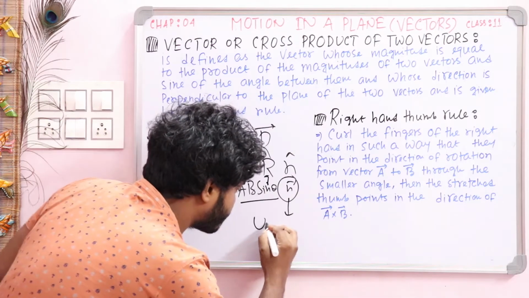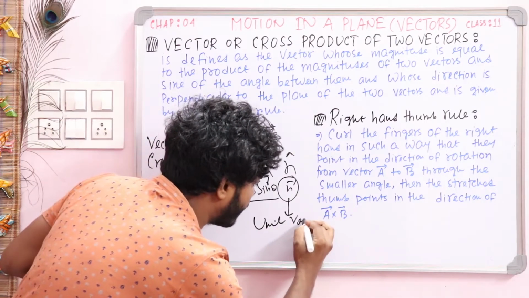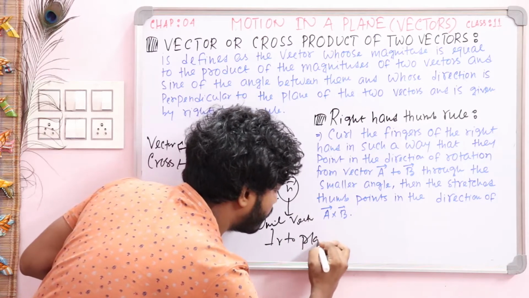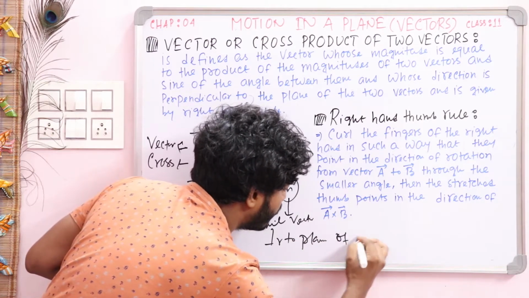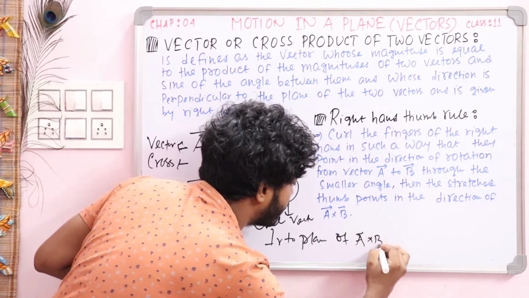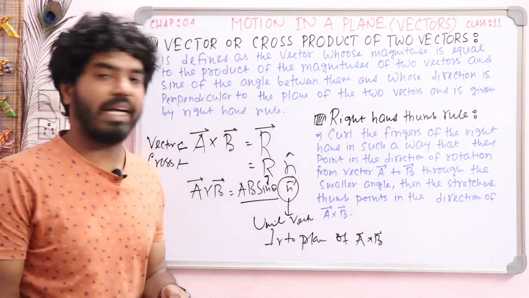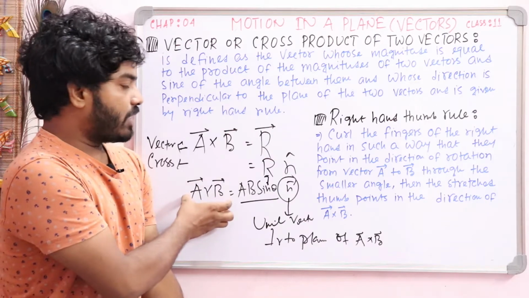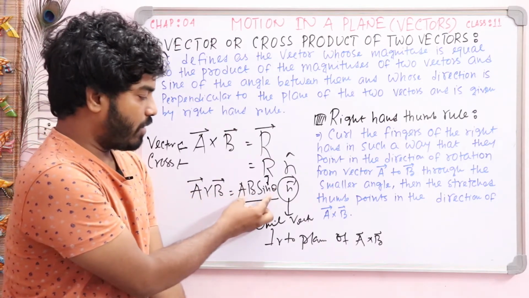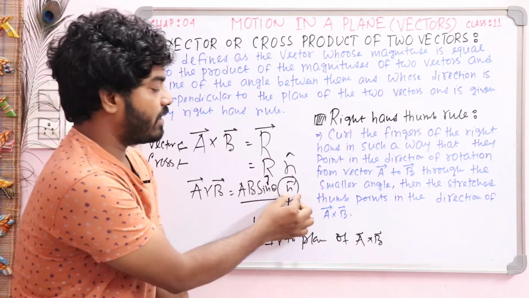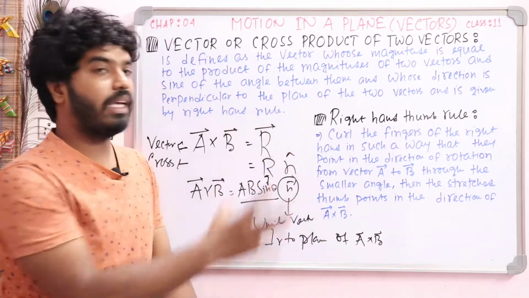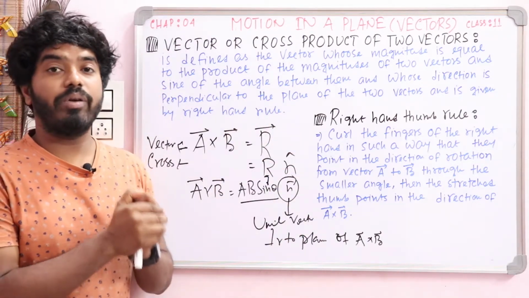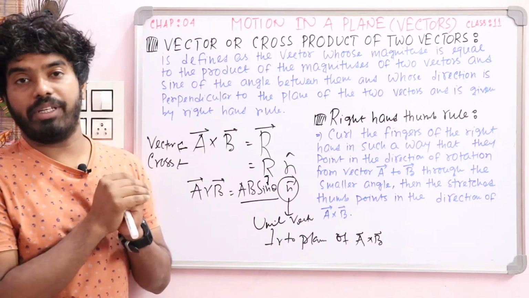Write it down. Unit vector perpendicular to plane of A cross B. What is that? Okay, so this cross product gives a vector whose magnitude value is AB sine theta and gives a direction which is represented by n cap. Now n cap is a direction which is always perpendicular to vectors A and B.